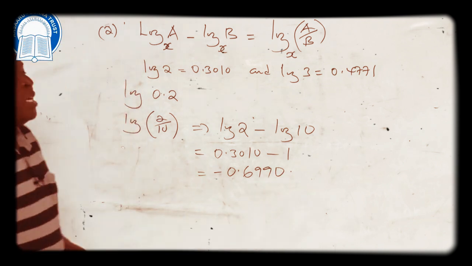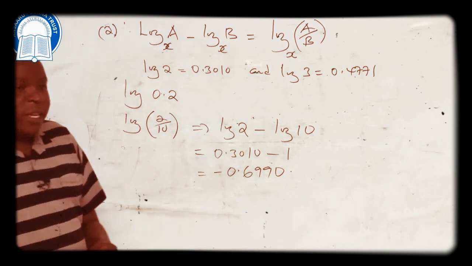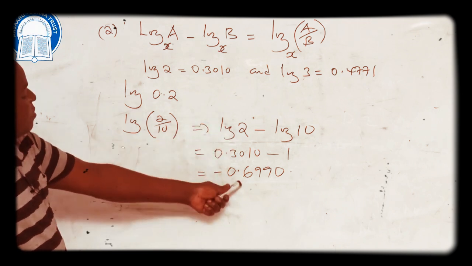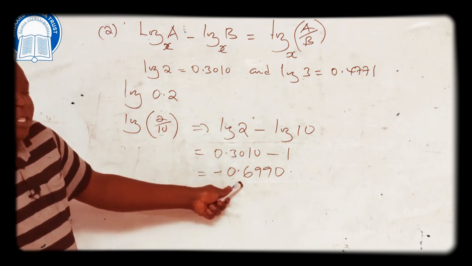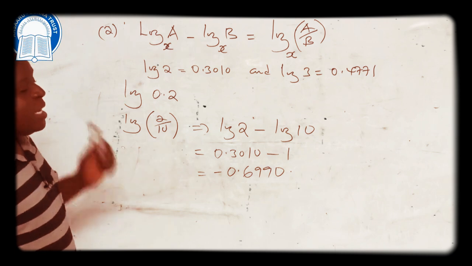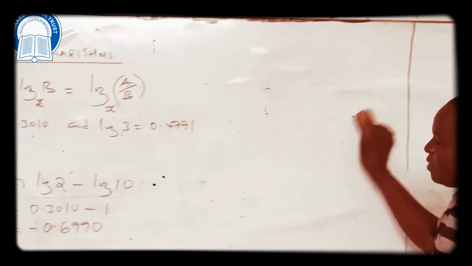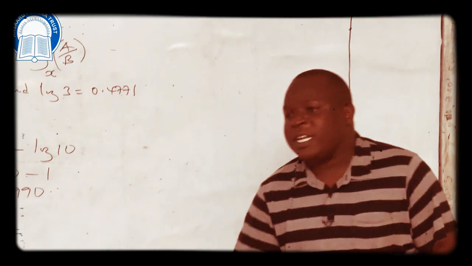And actually, if you subtract these values, you'll get negative 0.6990. Now, this way I want to explain, and I want you to listen well. If you're going to do this question, then give this as your answer, you're definitely wrong. So listen to this part very carefully, so that you don't make that mistake in an exam.